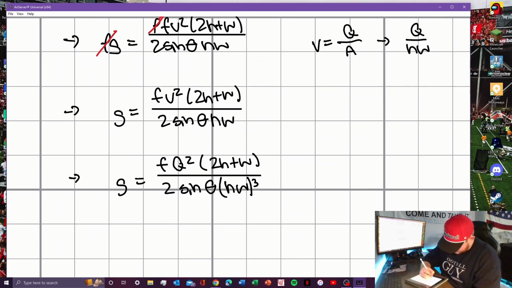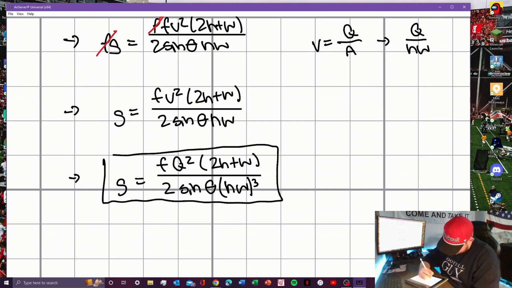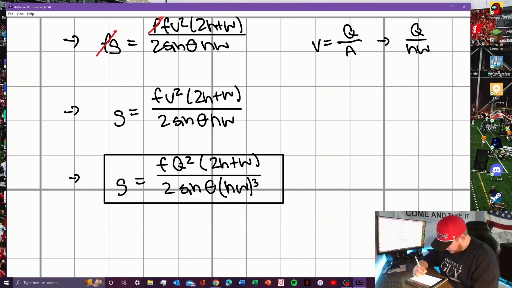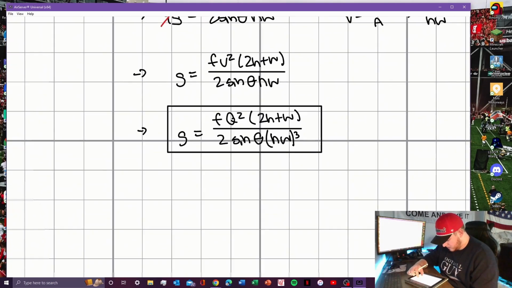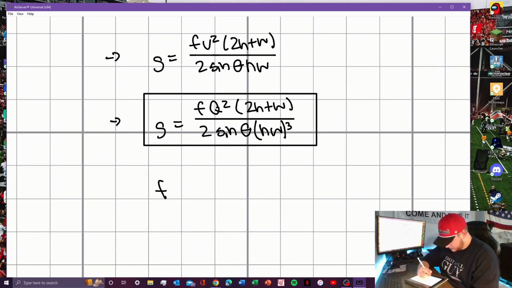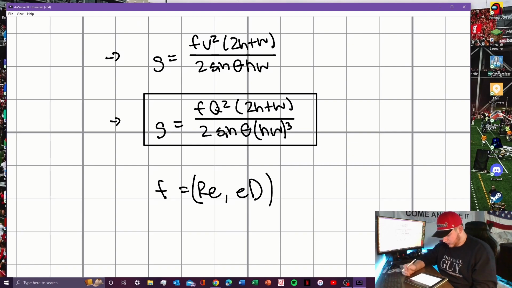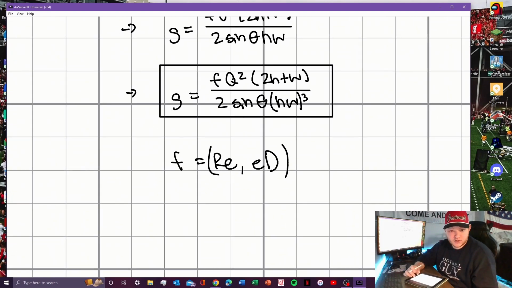There we are. That is our reduced equation that we're going to plug into Python. Before we go over to Python, we need to talk about one more thing. From the Churchill equation from homework 3, the friction factor depends on the Reynolds number and the equivalent diameter. Those are the two parameters we need to know.